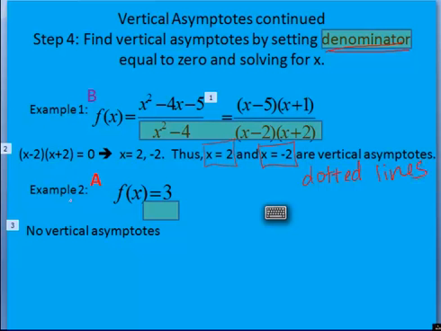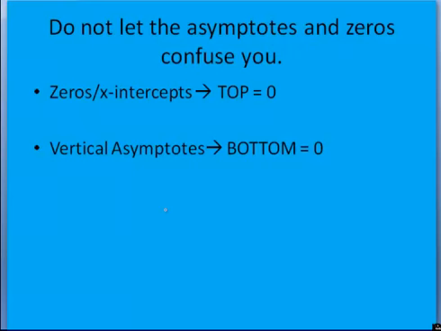Example number 2, that other one that we've been following along, is the function f of x equals 3. This has no vertical asymptotes because, again, our denominator is 1 and it could never be 0. We won't have any errors. So do not let asymptotes versus zeros confuse you. Zeros, or the x-intercepts, are when we set the top equal to 0. Vertical asymptotes are the ones that cause us problems. They're going to be when the bottom equals 0.